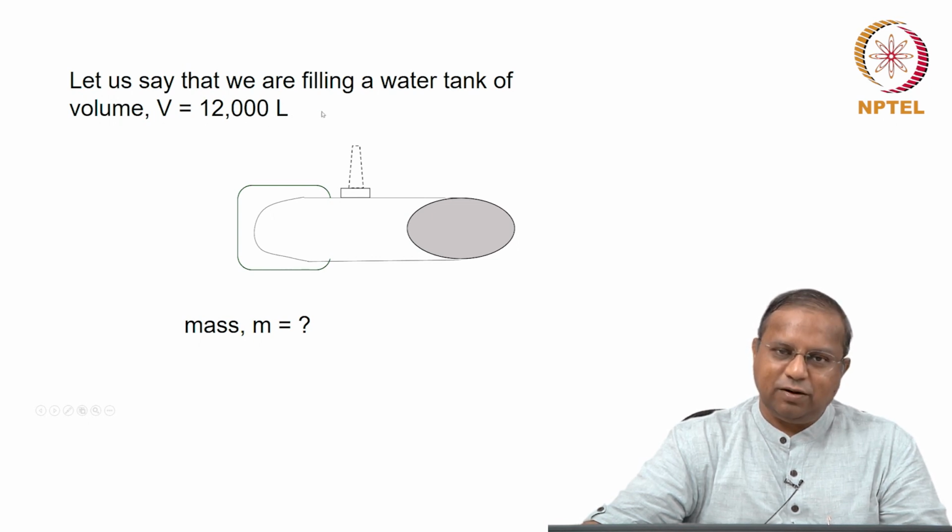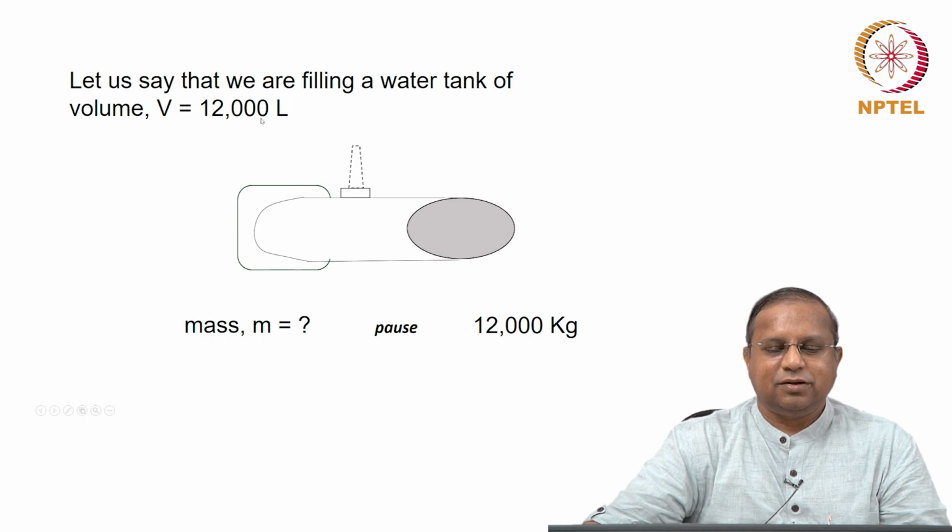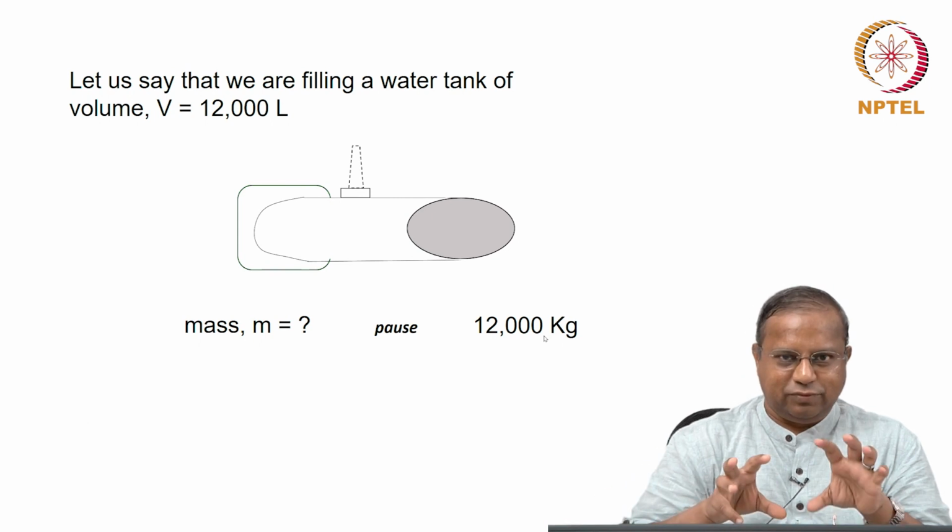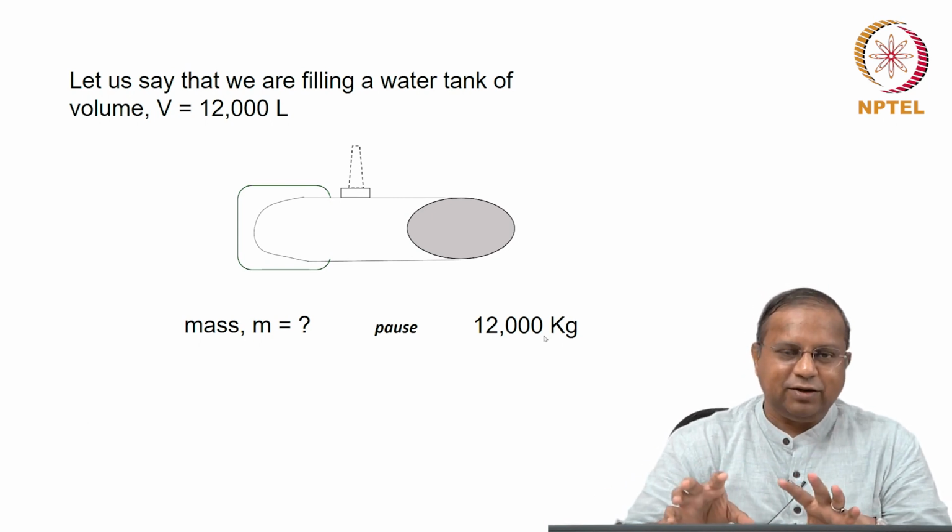1000 liters is 1 meter cubed, and therefore 12,000 liters is 12 meter cubed, and therefore the mass of water in this tank when it is full is 12,000 kgs. Okay. If you got it, it's fine.